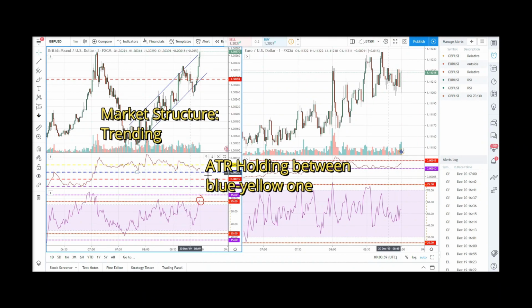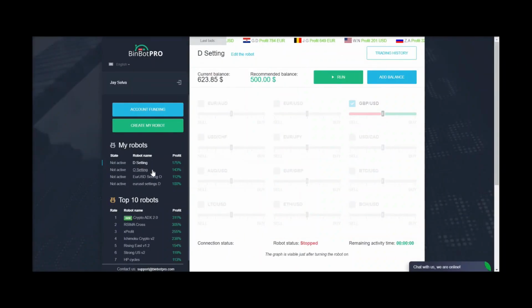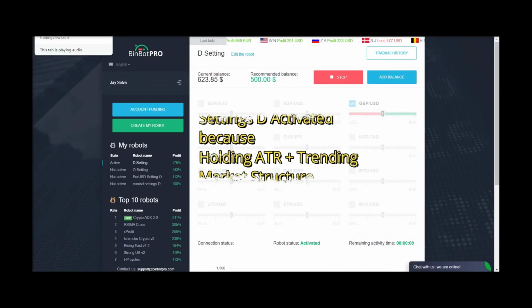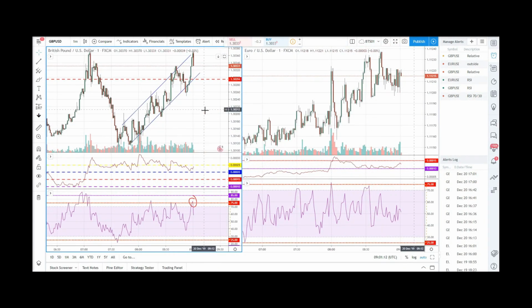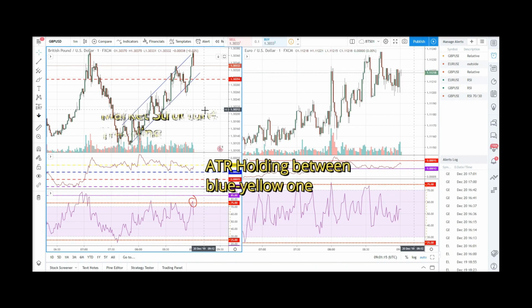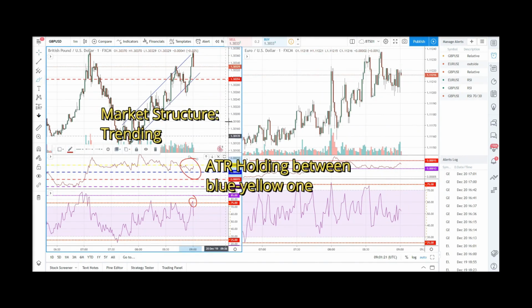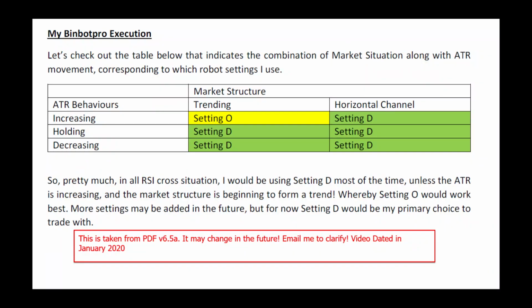At the same time, I look at the nature of the average true range, whether it is decreasing, holding or increasing. Meanwhile, I also look at the market structure, whether it is trending or a horizontal channel. If the average true range is increasing relative to the past 10 minutes and the market is trending, I will activate settings O. If the average true range is decreasing and the market is trending, I will use settings D instead.